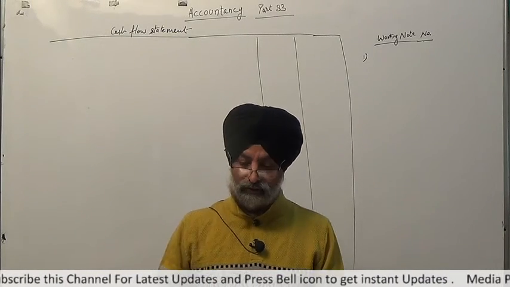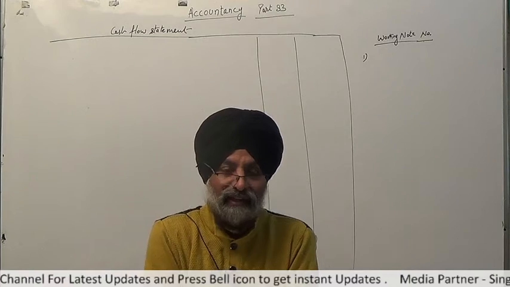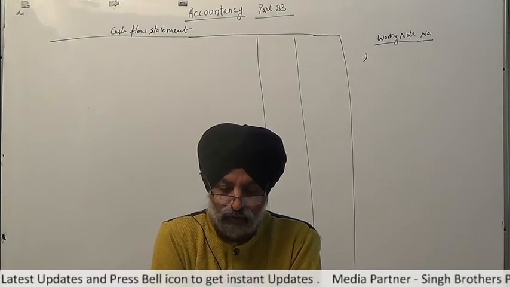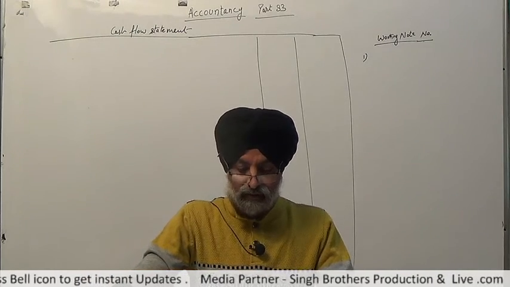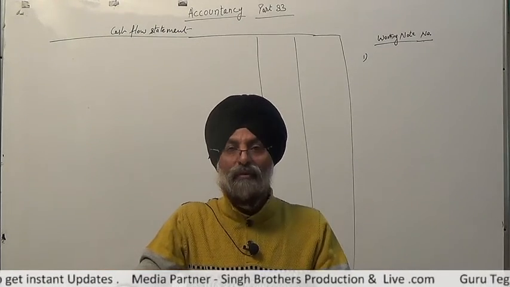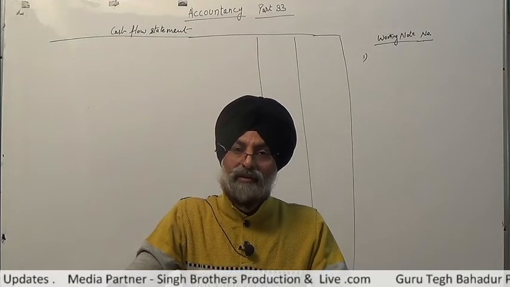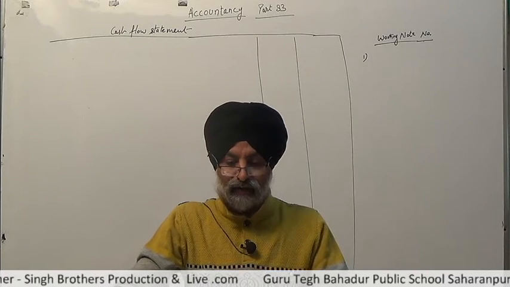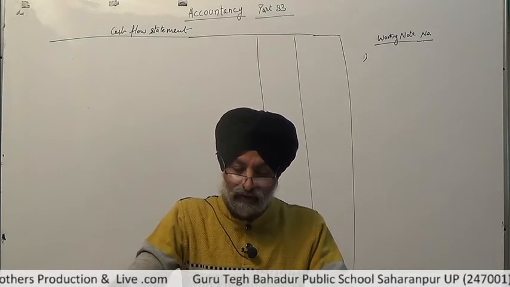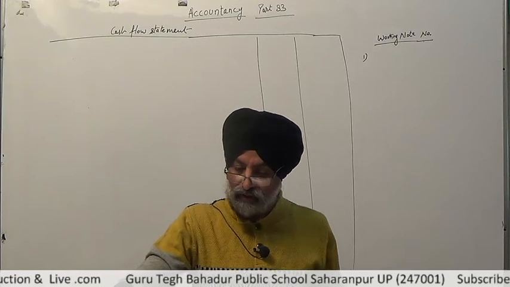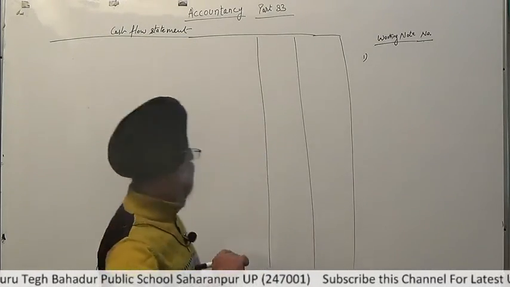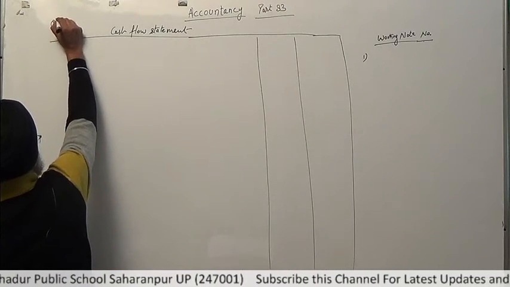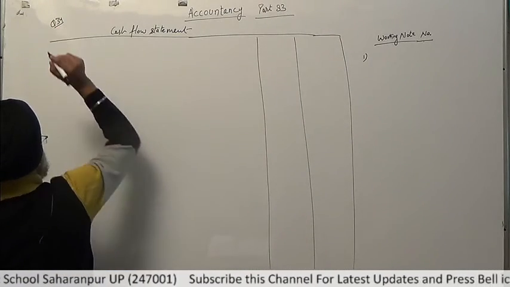Good morning, students. Today we'll see how to make a complete cash flow statement: how to make cash flow from operating activities, then investing activities, then financing activities, and at the end, the final cash flow. We'll see this by working through question 34, page 6.53. You have to open question 34, page 6.53.